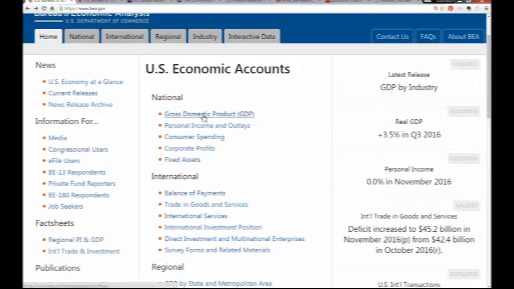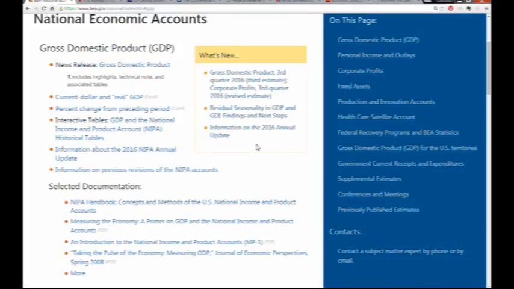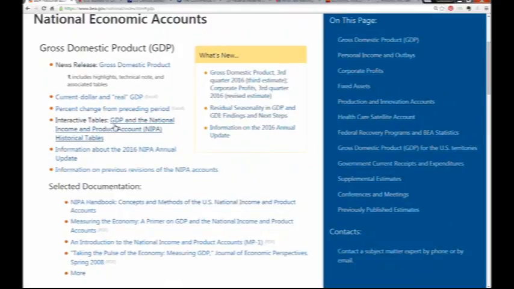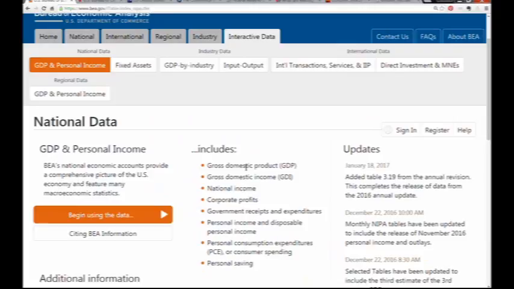Going back to the website, you'll see that you've got various pieces of information. I want to look at GDP. I want to show you a chart. There's a table here. Looking for it. Interactive tables. There we go. And I just want to show again, we're going to bring up this chart.